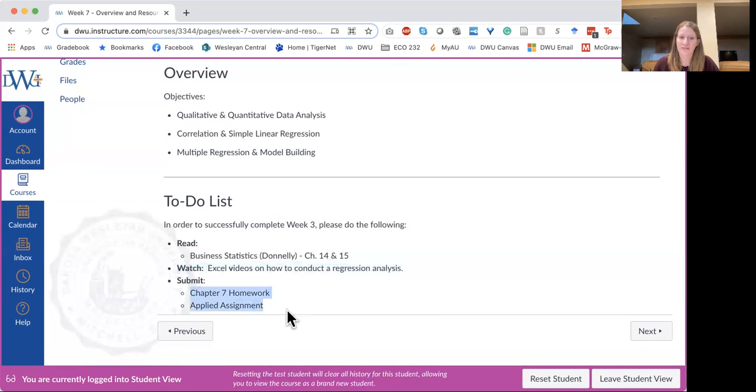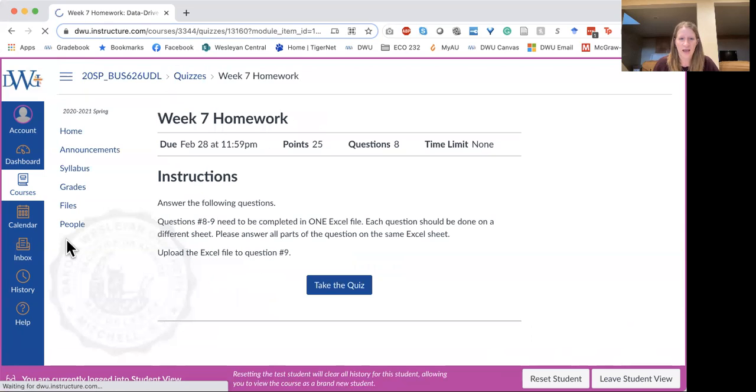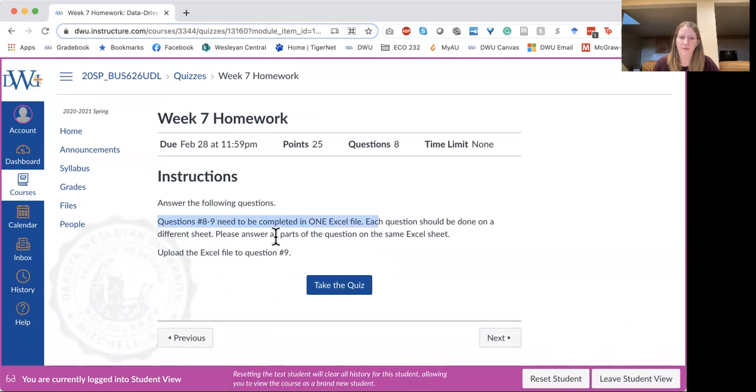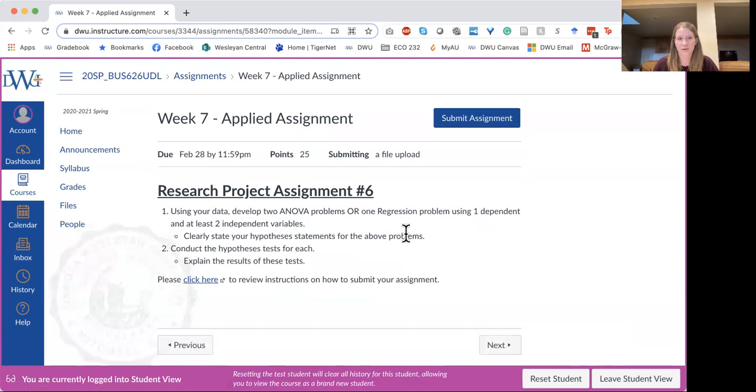And then you've got the chapter 7 homework and your applied assignment for this week. Looking at the homework, it's posted. You have 9 questions. There's an Excel file that goes along with questions 8 and 9. Question 8, you'll need to run a single linear regression. Question 9, you'll need a multiple regression, but Excel does all that for you. You just have to look at interpreting it. And then there is no discussion this week.